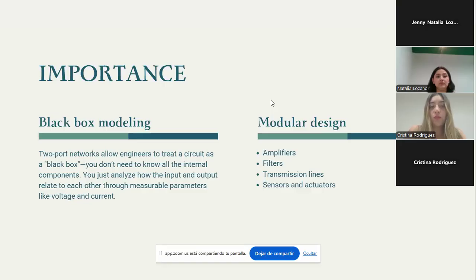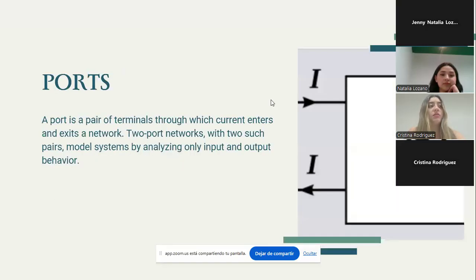Why are two-port networks important? Well, they allow us to model and analyze components like amplifiers, filters, transmission lines, and many more subsystems without dealing with every single internal element. By focusing only on the input and output behavior, we can treat these networks like black boxes, making our analysis simpler and more efficient, as we can see in this picture.